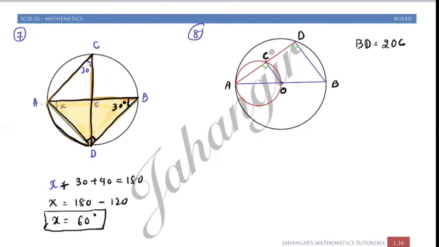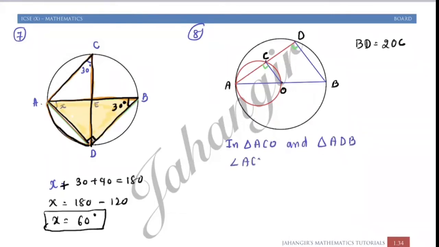Angle ADB is again 90 degrees because it is inscribed in the larger circle. The larger circle's diameter is AB, so ADB is 90 degrees. I think this part is clear with everyone. Any doubt? Now we will consider two triangles and make those triangles similar. In triangle ACO and triangle ADB.